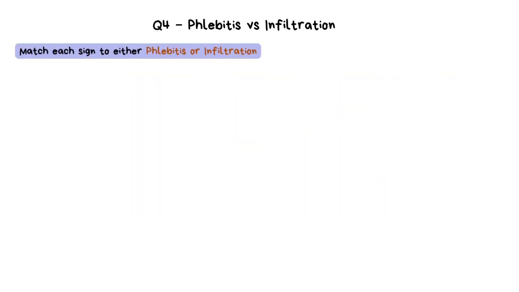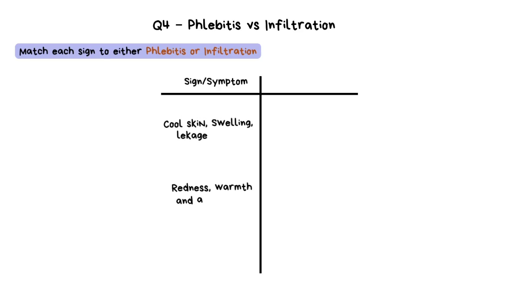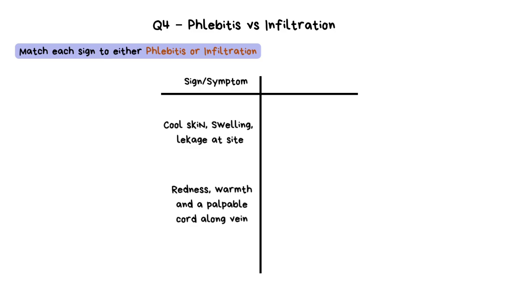A nurse is assessing two different IV sites. Match each finding with the condition, infiltration or phlebitis. Findings: cool skin, swelling, and leakage at the site. Redness, warmth, and a palpable cord along the vein. Take a moment and decide which belongs to infiltration and which belongs to phlebitis.